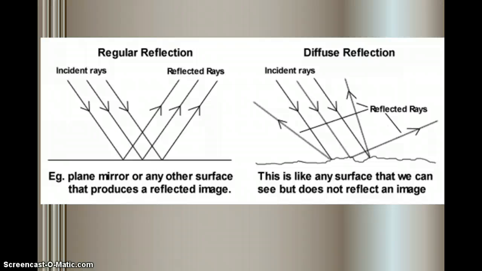So another picture that compares the two. Regular reflection, you have the incident rays hitting the surface at the same angle, produces a reflected image. In a diffused reflection, this is like any surface that we can see but does not reflect an image. Those light rays bounce off at unpredictable angles. We cannot see something clearly if it is a diffused reflection.